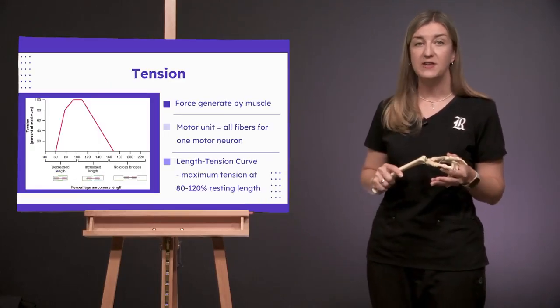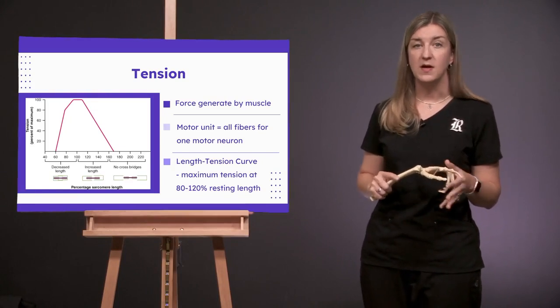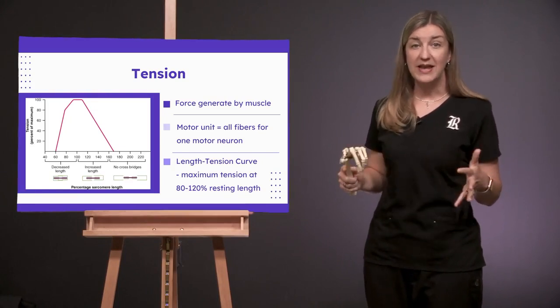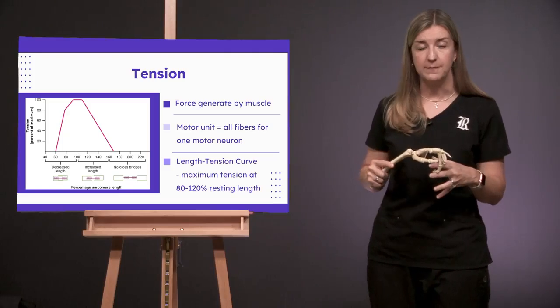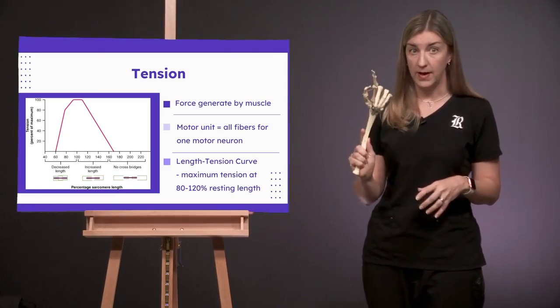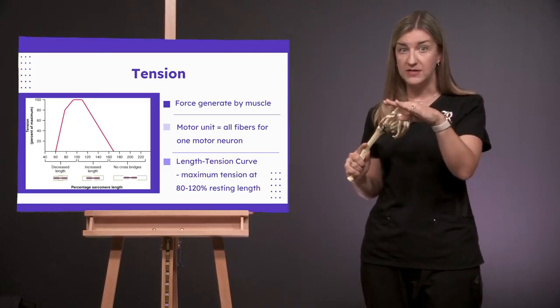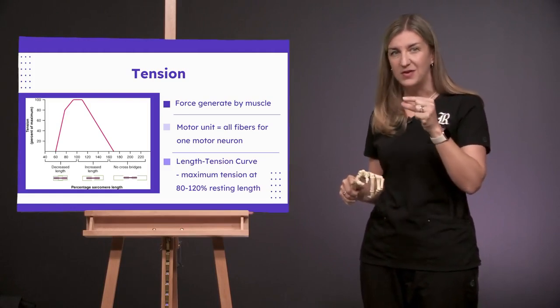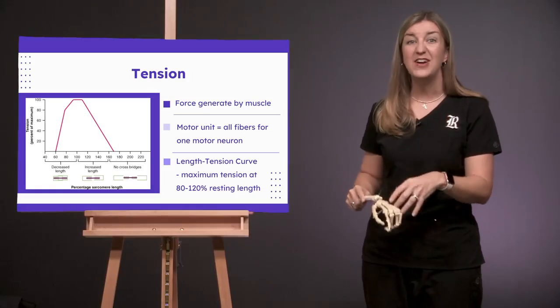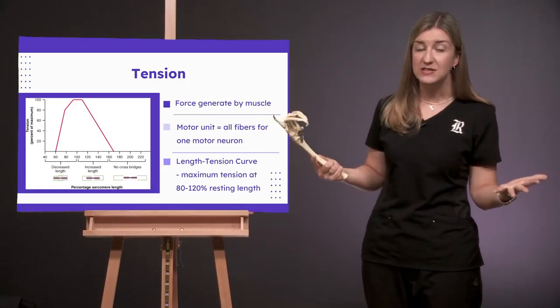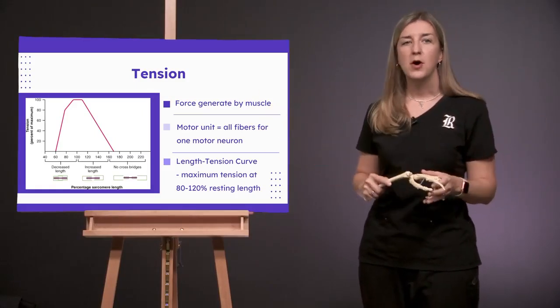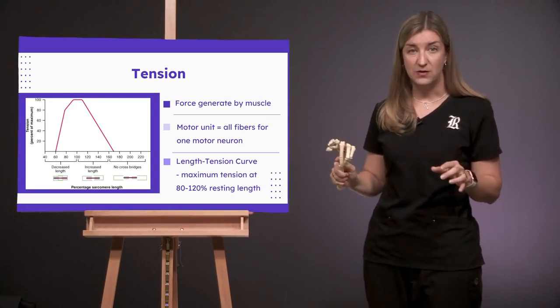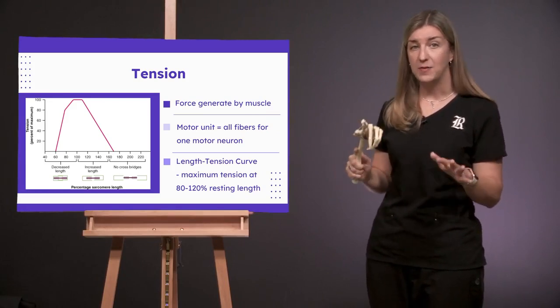Muscle tension can be defined as the force generated by a muscle. The amount of force generated is related to the number of motor units recruited. A motor unit is one motor neuron and all of the muscle fibers it innervates or excites. You can have very small motor units for increased control of movement or very large motor units for less control but more force.